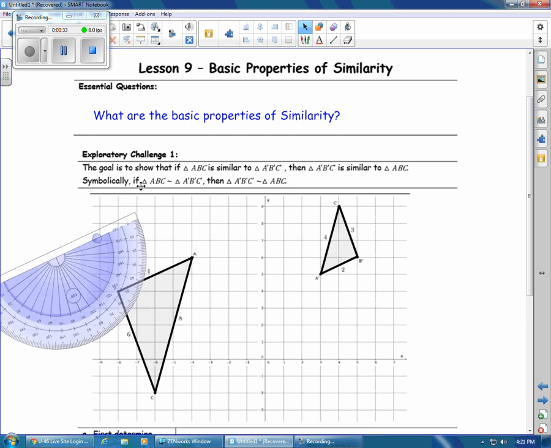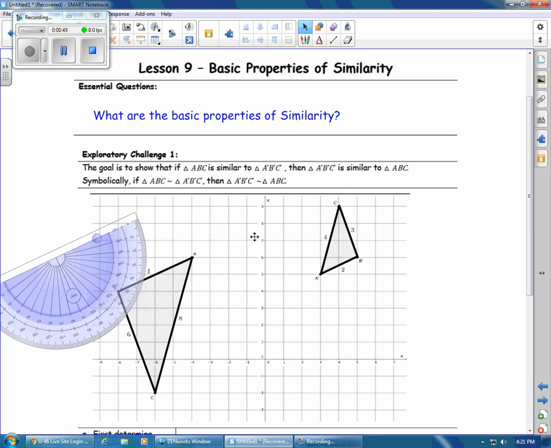Symbolically, if we write that, we would have a little triangle, ABC, and then this squiggle line means similar to triangle A prime, B prime, C prime. Then it's true in reverse as well. So we're going to spend a few minutes talking about how we prove similarity between two triangles.